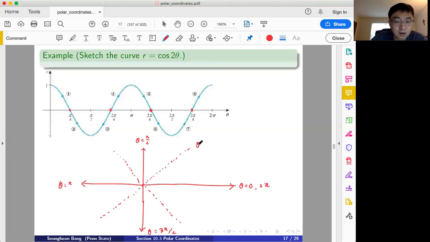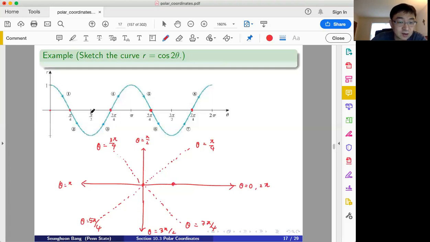We have theta equals pi over 4, theta equals 3 pi over 4, theta equals 5 pi over 4, theta equals 7 pi over 4. The length is always 0 at these lines. At angle 0, the length is 1.